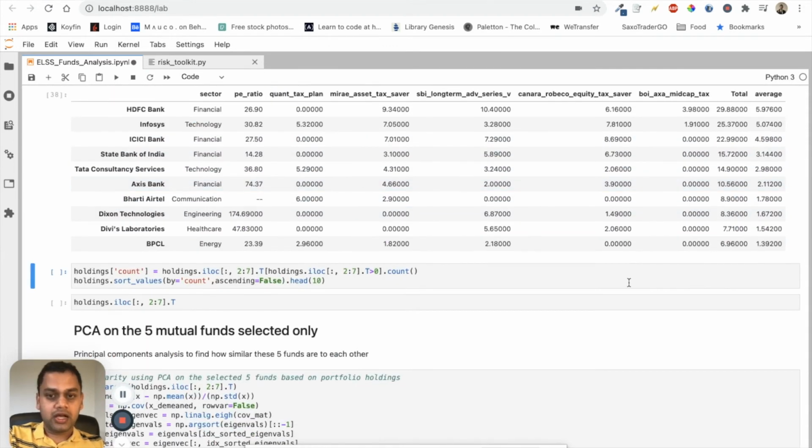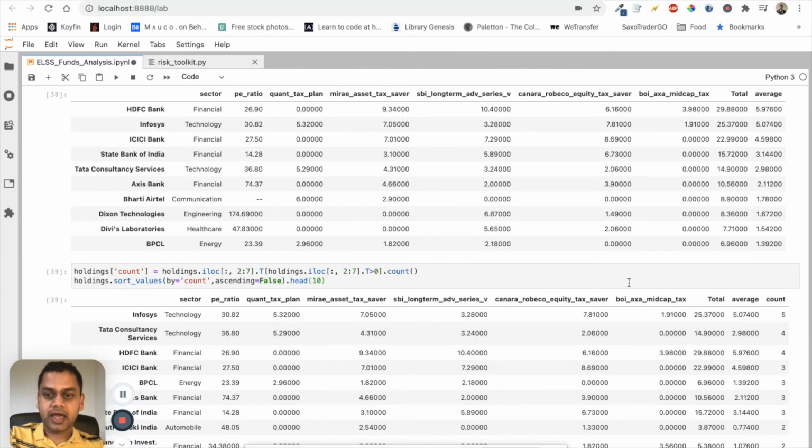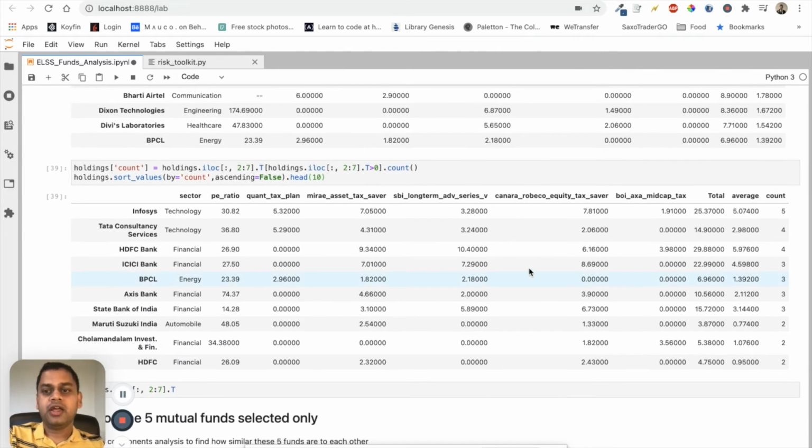The next measure we'll look at is count, which is to say, which stocks are held by all of them, which are held by 4 of the 5, 3 of the 5, etc. And this table gives us that. So Infosys is clearly held by all of the funds, but TCS, HDFC Bank, and ICICI are nevertheless held by a vast majority of them. This tells us the popularity metric of each of these stocks.